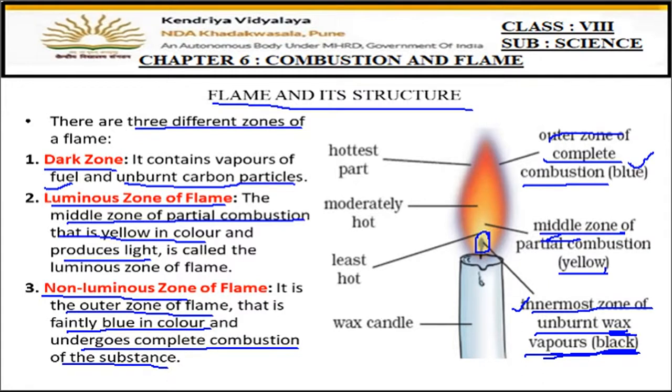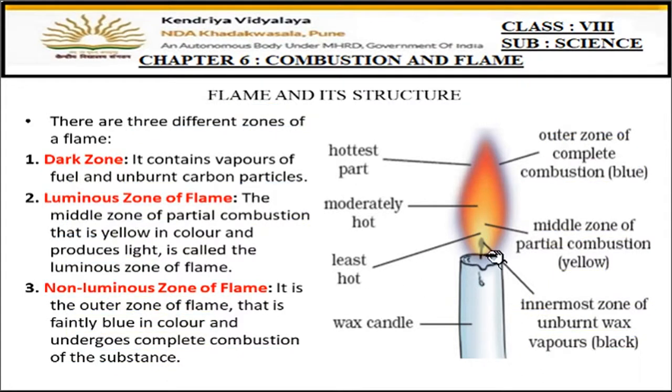So once again, there is a dark zone on the innermost side. This contains unburnt fuel. The fuel does not burn here completely, and so it is dark in color. It is but natural because it is present at the innermost side, so the oxygen supply is less here. If the oxygen supply is less, that means the fuel remains unburnt, and that is why it is dark in shade.